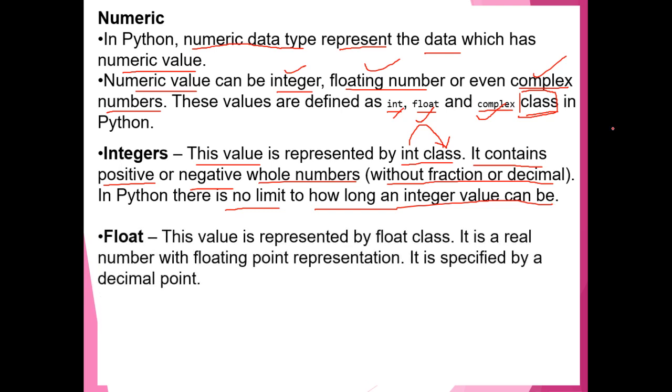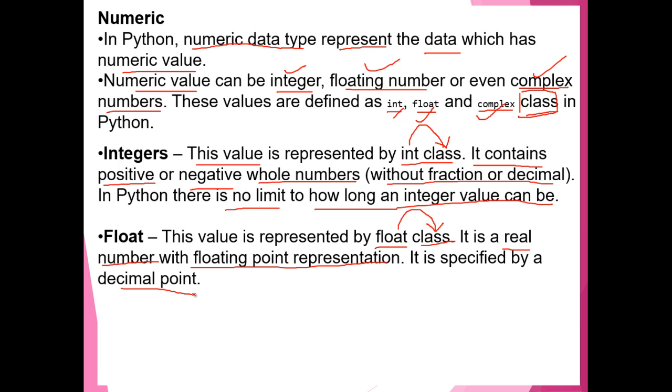Next one is the float. This value is represented by the float class. For representing the floating point number, a float class is used. It is basically a real number with floating point representation, and it is specified by the decimal point. So whenever you want to represent the data with decimal, then go for the float class.